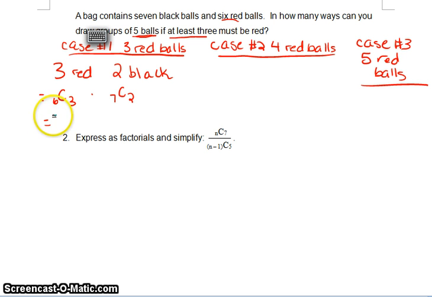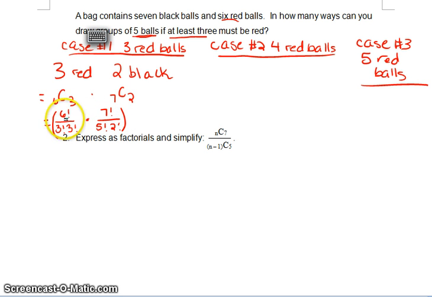Putting that into our formula, we'd have 6 factorial over 6 minus 3 factorial, which is 3 factorial, times r factorial, which is just 3 there. Then we're going to multiply it with our combination formula, so we'll have 7 factorial, divide that by 7 minus 2, which is 5 factorial, times r factorial, which is 2. Then we can solve.